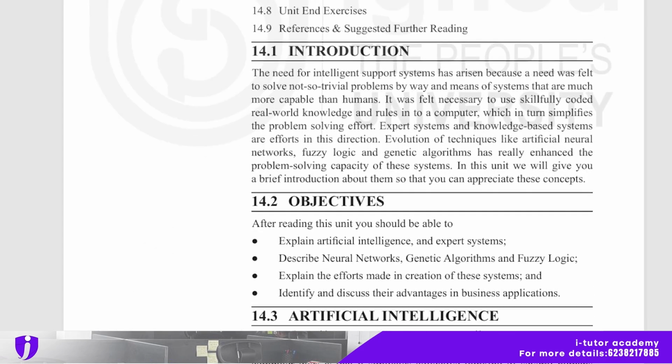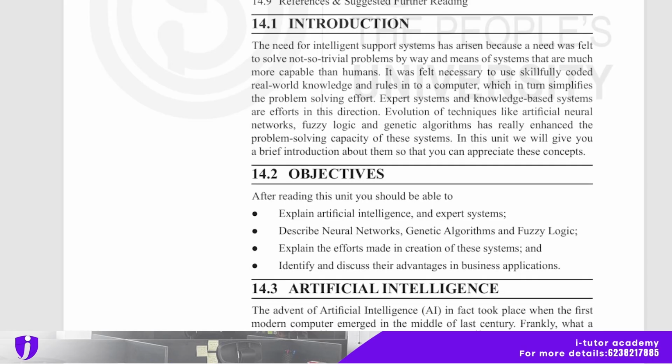So let's begin with the introduction part. The need for intelligent support systems has arisen because a need was felt to solve not-so-trivial problems by way and means of systems that are much more capable than humans. It was felt necessary to use skillfully coded real world knowledge and rules in a computer, which in turn simplifies the problem solving effort. And the expert system and knowledge based system are efforts in this direction.